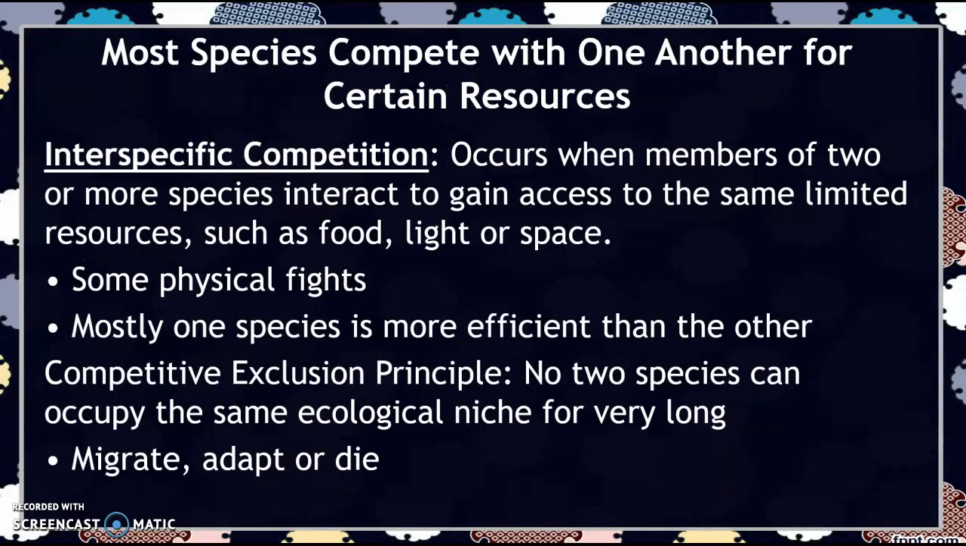So let's talk a little bit more about competition. Like I said, competition occurs when members of 2 or more species interact to gain access to the same resource. Sometimes this competition can result in physical fights, but mostly competition occurs because one species is more efficient than the other at gaining access to that resource. Don't forget, we've learned about the competitive exclusion principle already, and that says no 2 species can occupy the same ecological niche for very long. And if they do, generally what ends up happening is either one species will migrate, adapt, or die out or go extinct.